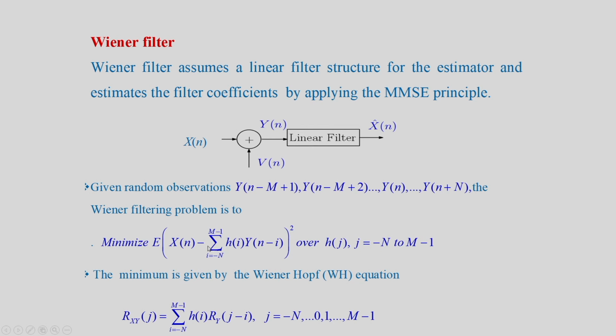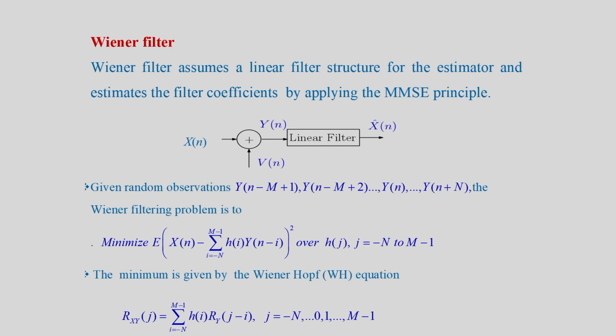And we derive the Wiener-Hopf equation corresponding to this. If we differentiate with respect to each of hj, we get the Wiener-Hopf equation given by Rxy of j is equal to summation hi into Ry of (j minus i), i going from -N to M-1.